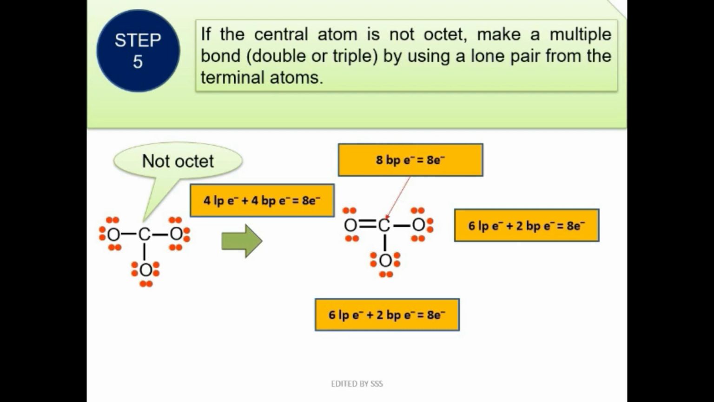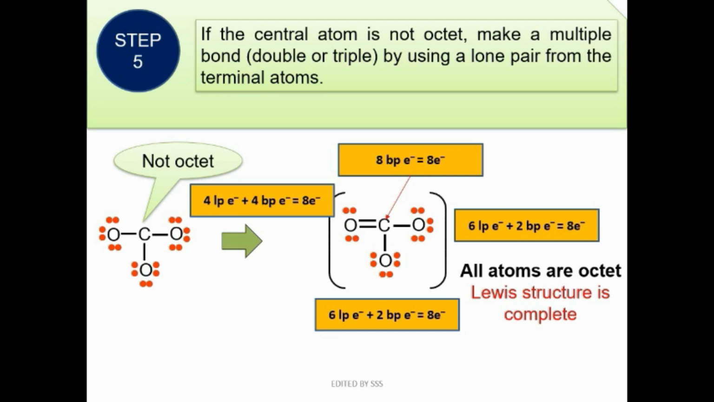Let's check the structure again. All atoms are octet. Therefore, this structure is complete. Don't forget to put this structure in a bracket and write its charge.